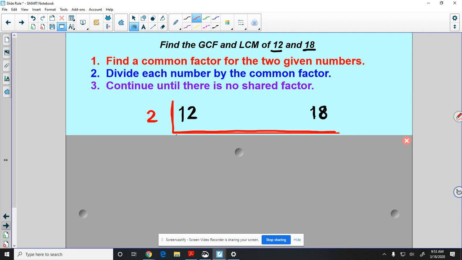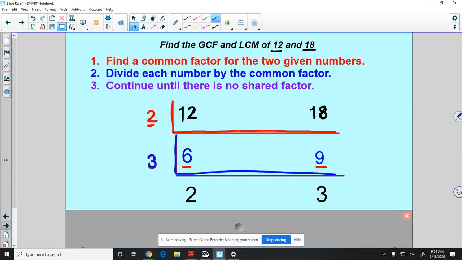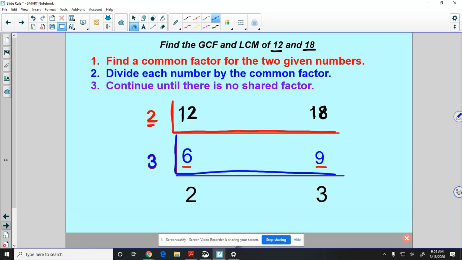Then we divide each number by the common factor, by 2. 12 divided by 2 is 6, and 18 divided by 2 is 9. Now we've got 6 and 9 in our slide, so we draw another slide. Is there anything that could come out of 6 and 9? Well, 3 could. 6 divided by 3 is 2, and 9 divided by 3 is 3. Now we have 2 and 3.